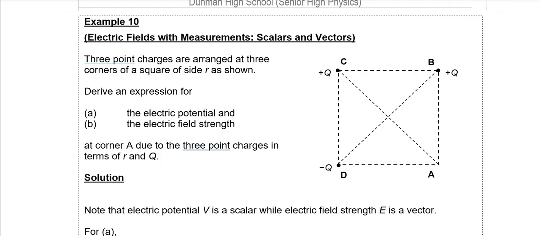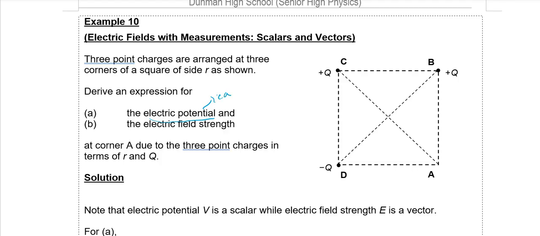Okay, there are three charges, one at B, one at C, one at D. B and C are positive, D is negative. What's the electric potential and electric field strength at corner A due to the three-point charges in terms of R and Q? We need to first think about whether electric potential is a scalar or a vector.